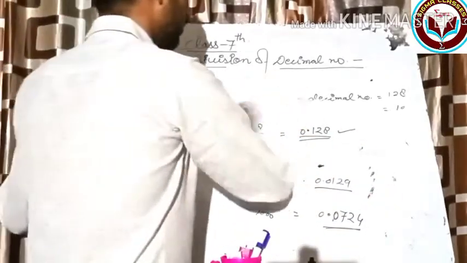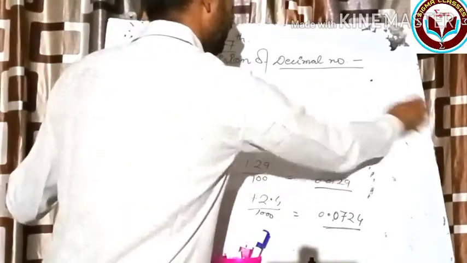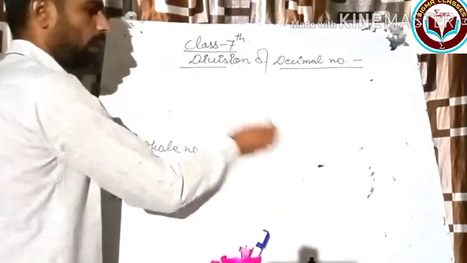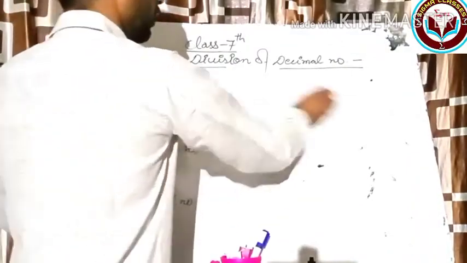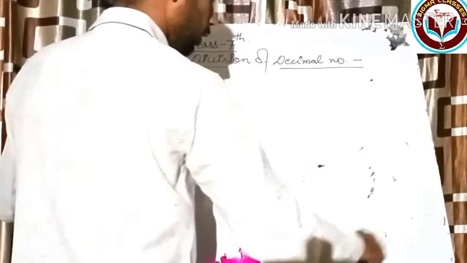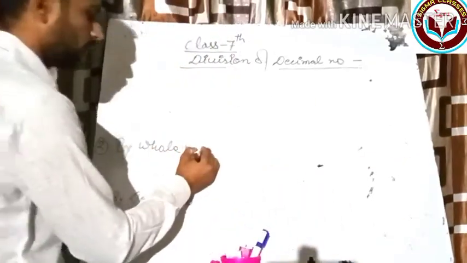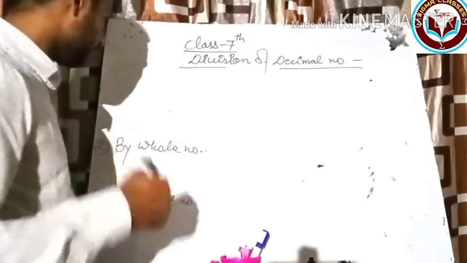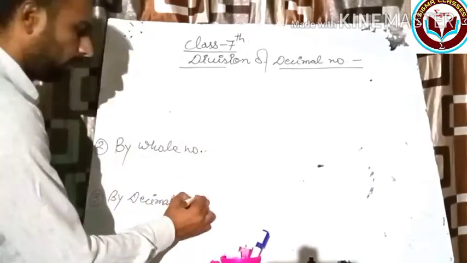Now come to the second topic, that is division of a decimal number by a whole number. I hope you got the point how to solve division of a decimal number by 10 or a multiple of 10, and if you still have any confusion, you can leave your problem in the comment section.